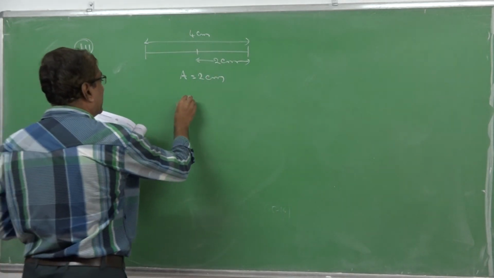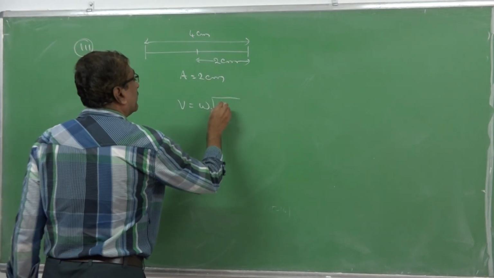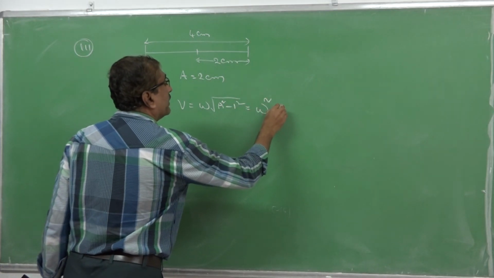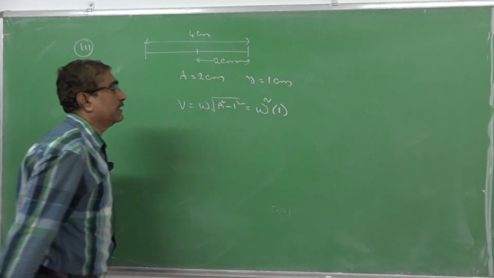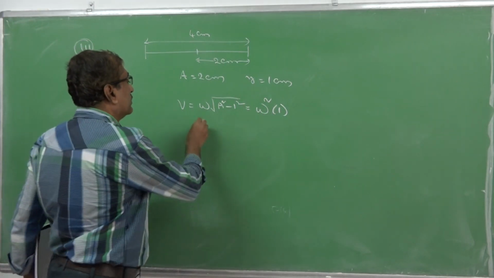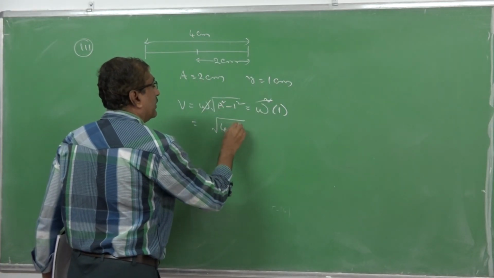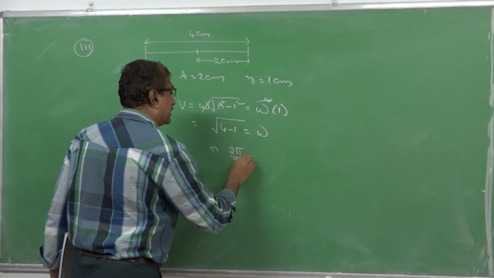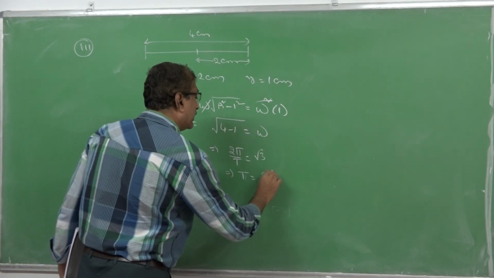Now its velocity at a displacement is omega square root of a square minus 1 square, numerically equal to omega square into 1, because at displacement 1 centimeter, velocity and acceleration are numerically equal. So omega will get cancelled. So square root of a square, that means 4 minus 1, is equal to omega. That is 2 pi by capital T is equal to root 3. Implies T is equal to 2 pi by root 3 seconds.